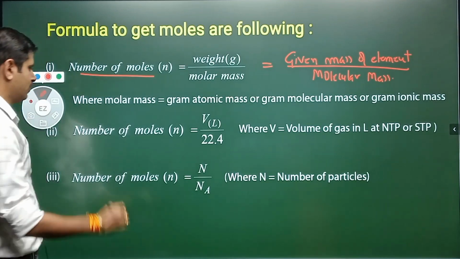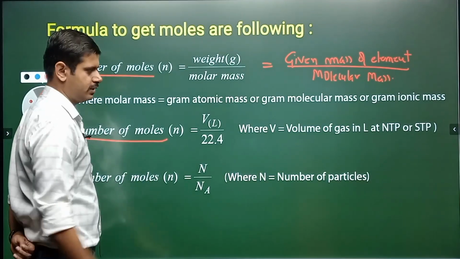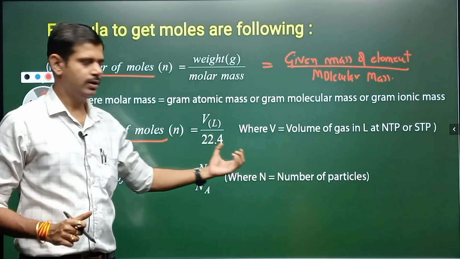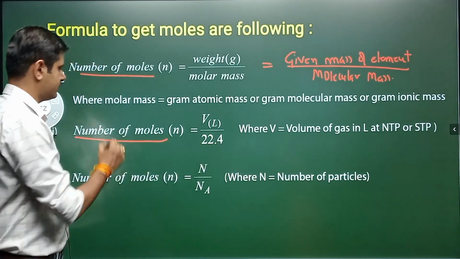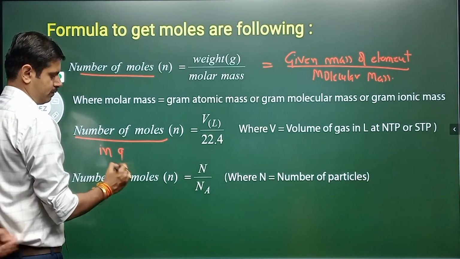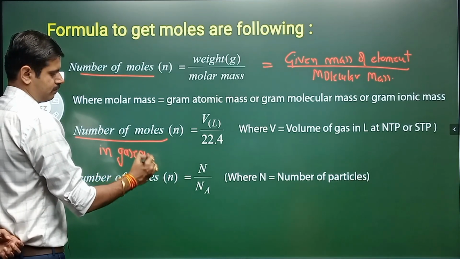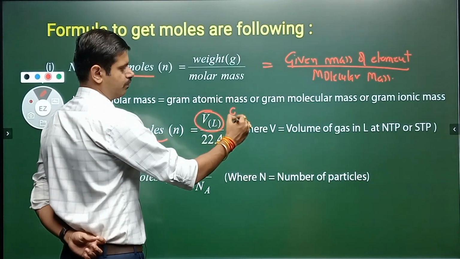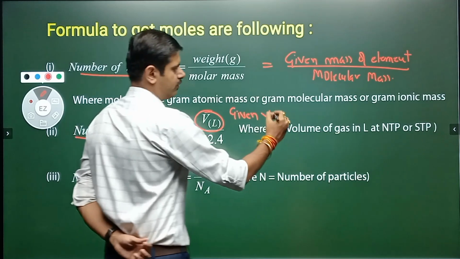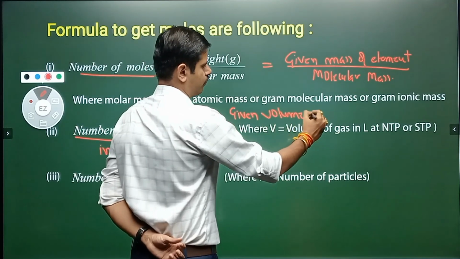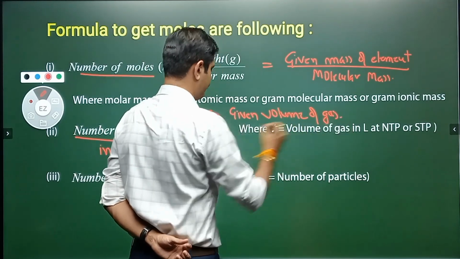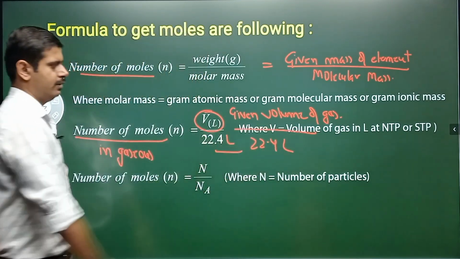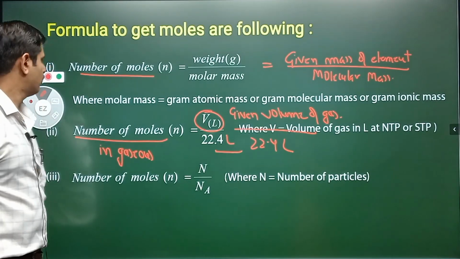Now what happens here? What is the number of moles for a gaseous molecule? Number of moles in a gaseous molecule is given volume of gas divided by 22.4 liters. Here it will be in liters. Clear?